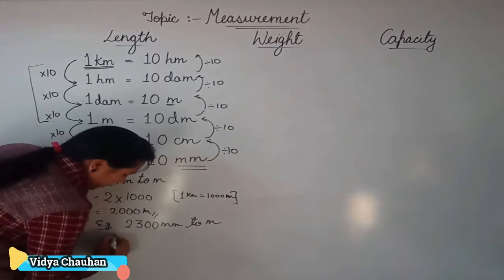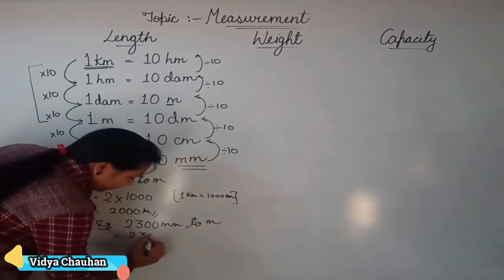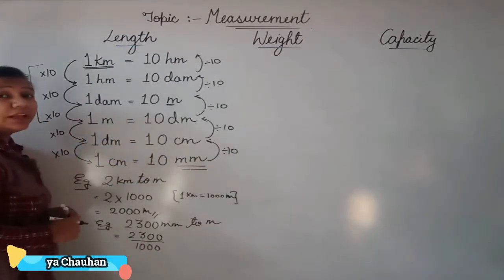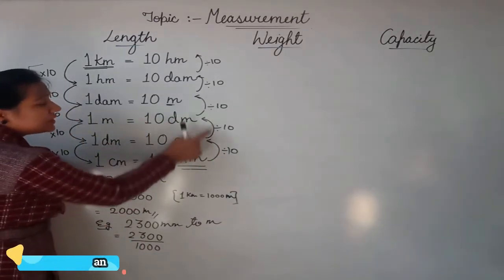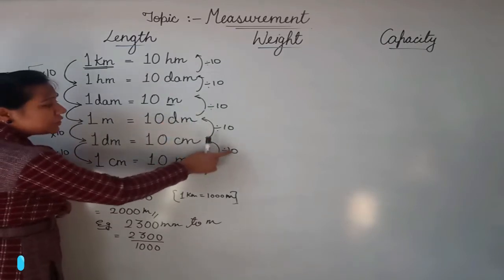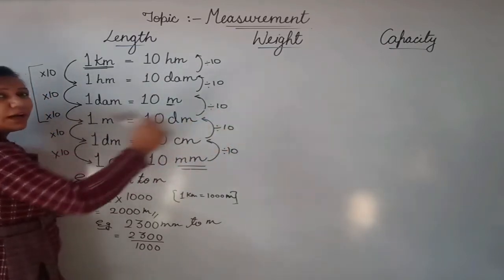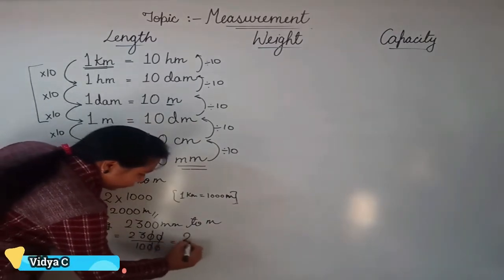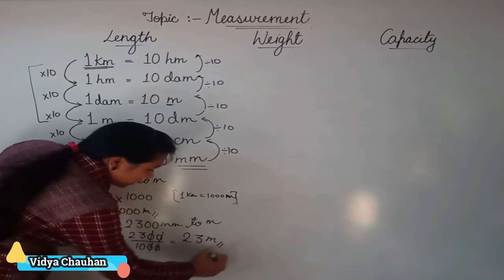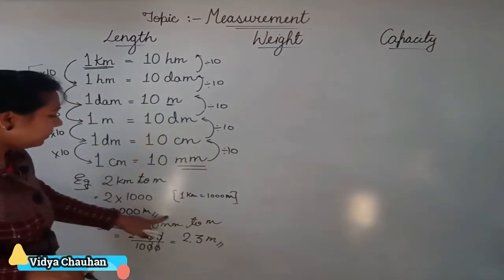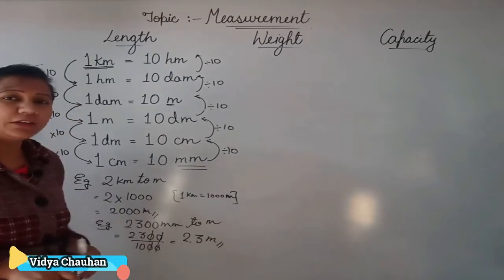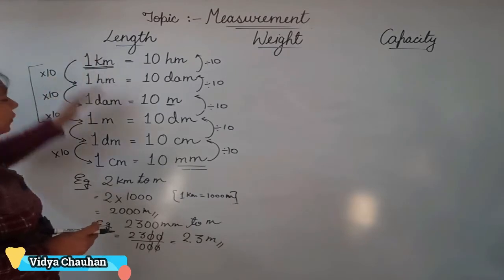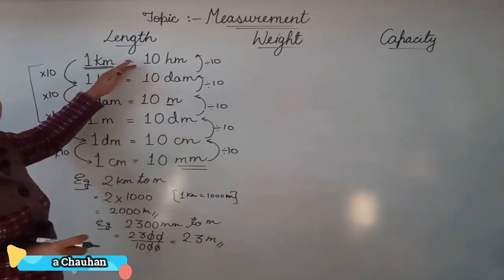So in that case, we can say in a combined form that we divide the term by 1000. Why? Because there are 3 times division by 10. So if I merge 10 into 10 into 10, that means dividing by 1000. Once you divide the term, you will get 2.3 meter. That means 2300 millimeter is actually equal to 2.3 meter. So this is how you can do the conversion from bigger unit to smaller and smaller unit to bigger.